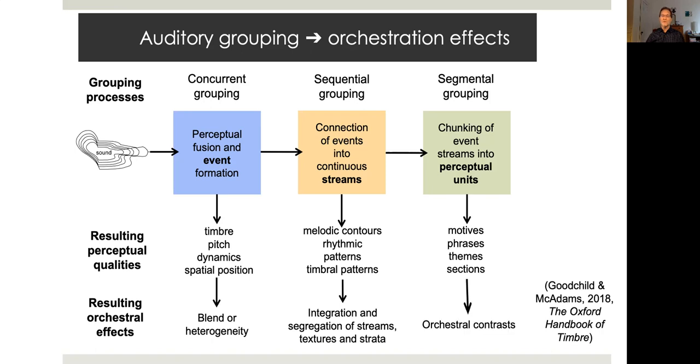Discontinuities in musical parameters promote segmentation of musical units, whereas a succession of unchanging or gradually changing blended or integrated instrumental sounds creates a sense of continuity, which would be grouped over time as one unit. Here we are dealing with orchestral contrasts of varying strengths.